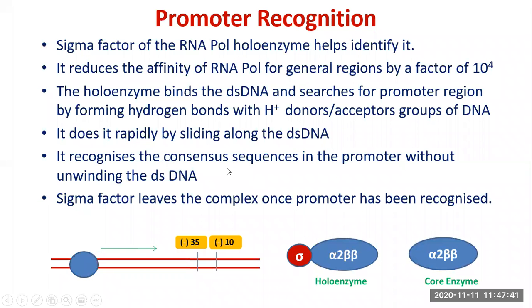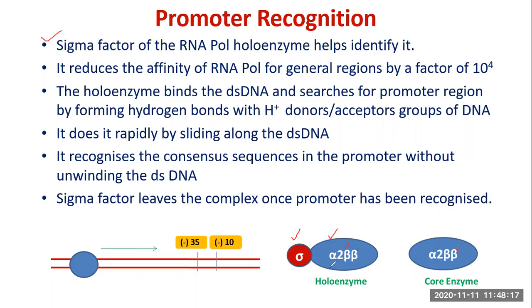So how is it recognized? The sigma factor of the RNA polymerase holoenzyme helps in identifying the promoter. Let us understand the structure of RNA polymerase. The bacterial RNA polymerase subunit composition is shown over here. It is made up of a sigma factor, then there are two alpha subunits, one beta subunit and one beta prime subunit.